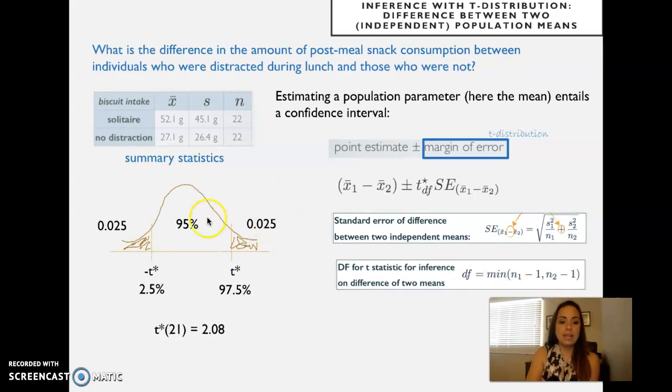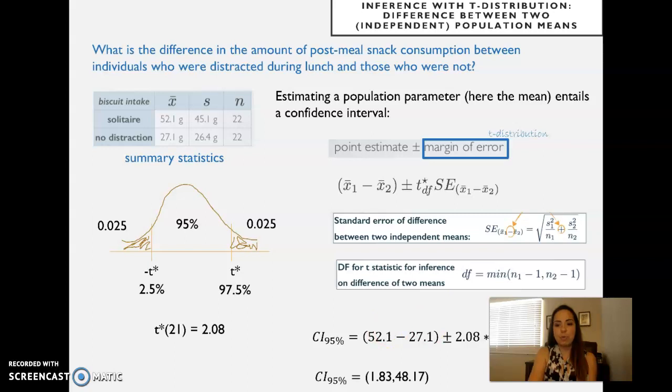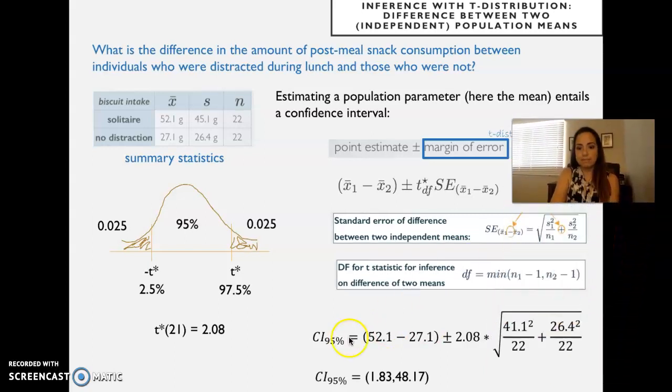All right, so again, 95% confidence interval, you're going to have to get these boundaries for the t-critical, which is 2.08, which we've just seen. And then with that, we can apply the formula right there. We have the difference here, the t-critical here, and then we're applying the formula right there. So we have 40, this should be 45.1 squared, because it's this value squared, 26.4 squared, both divided by 22, and square root of that.